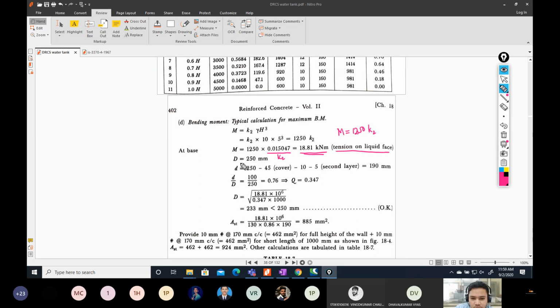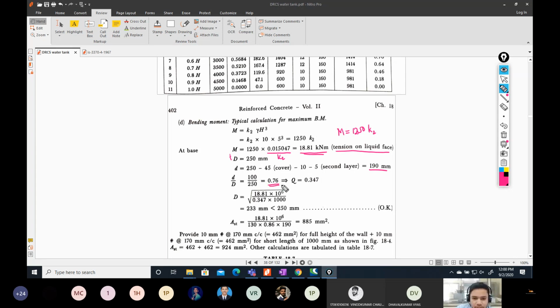Your overall wall thickness is 250 mm. So D is nothing but your thickness, and you can find the effective depth. Effective depth is 250 minus clear cover minus 10 mm the bar diameter, and for the second layer half the bar diameter. So it comes out to be 190 mm. So you can find the d by D ratio, that is 190 by 250. This comes out to be 0.76.